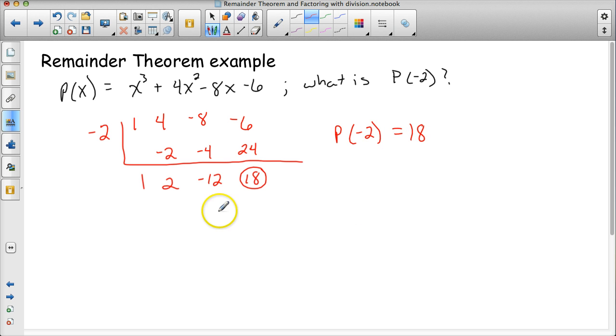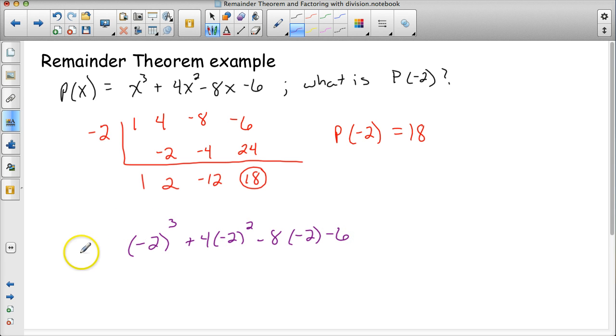And I can check my work. Remember I said all we needed to do was to replace the x's in the polynomial with negative 2. So when we check our work, we get negative 2 cubed plus 4 times negative 2 squared minus 8 times negative 2 minus 6. This would be p at negative 2. And so we need to simplify this.